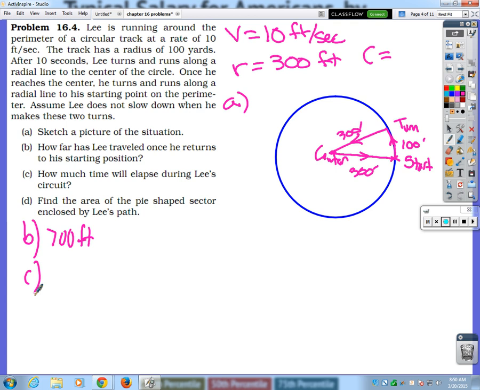70 seconds, good, because he's traveling at a rate of 10 feet per second. He goes a distance of 700 feet. So 700 divided by 10 is 70 seconds.